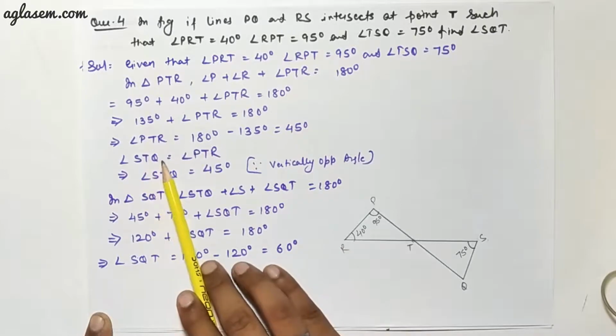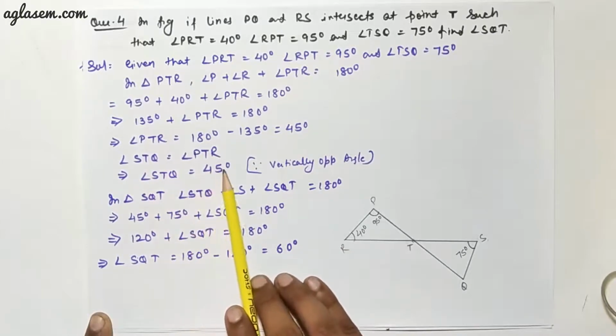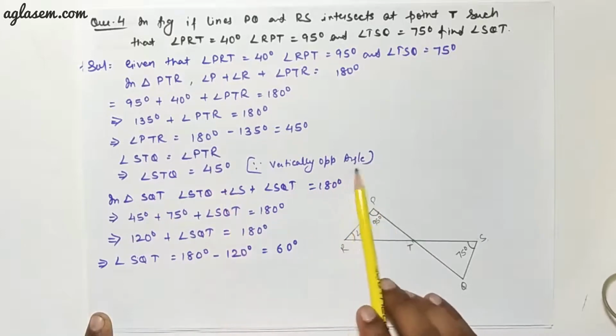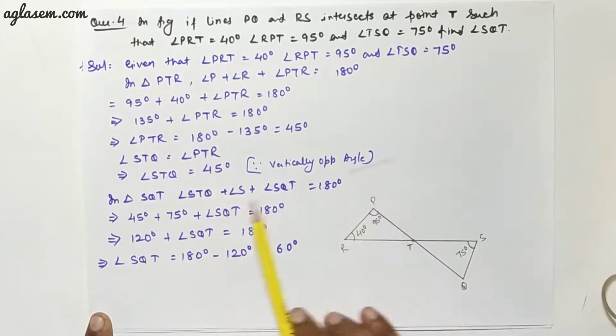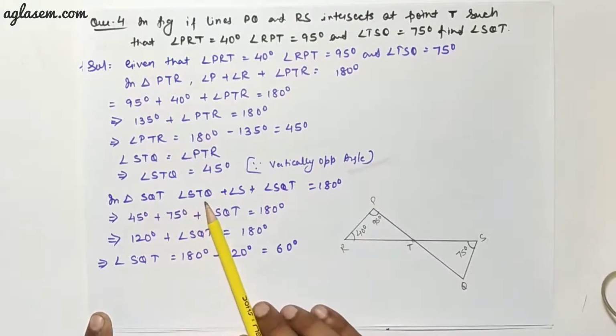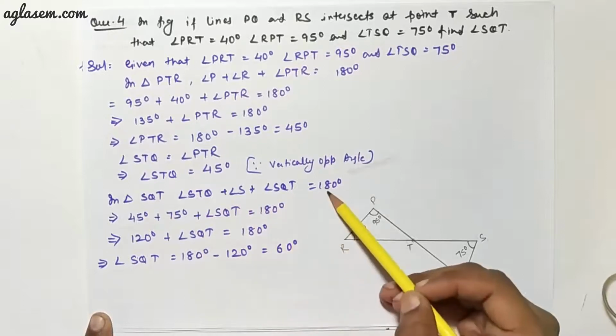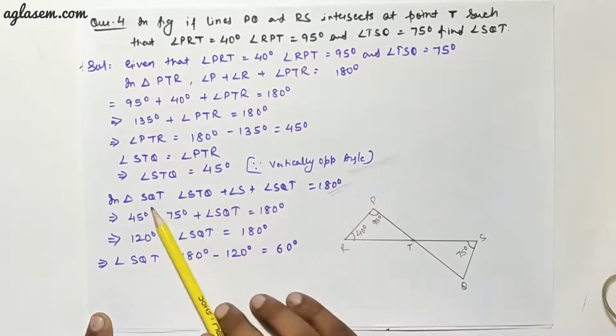Angle STQ is equal to angle PTR. Angle STQ is equal to 45 degrees, because these are vertically opposite angles. In triangle SQT, angle STQ plus angle S plus angle SQT is equal to the total sum of 180 degrees. So we have to put the values.